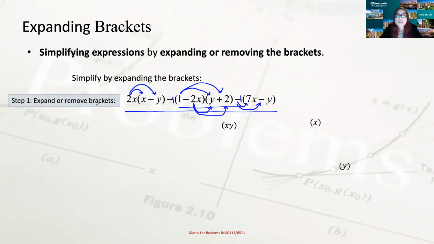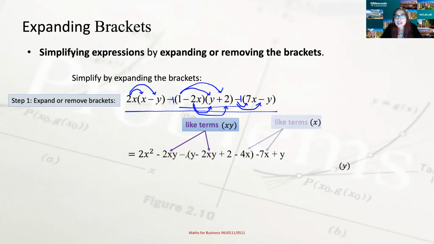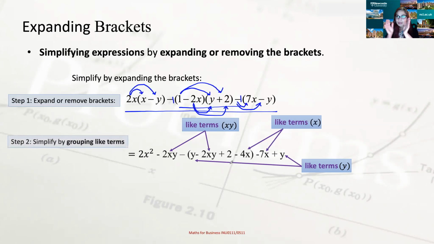Okay, so first step, expand or remove the brackets. So it becomes 2x squared minus 2xy minus y minus 2xy plus 2 minus 4x. We haven't played with this minus yet, it's still there. Here I have taken the minus in, so minus 7x, minus minus becomes plus. Look at that, we have some like terms here. The next step is to group the like terms together. Simplify by grouping the like terms together, and you get this. Be careful with the negative sign, guys.